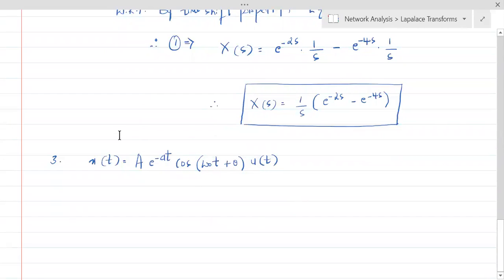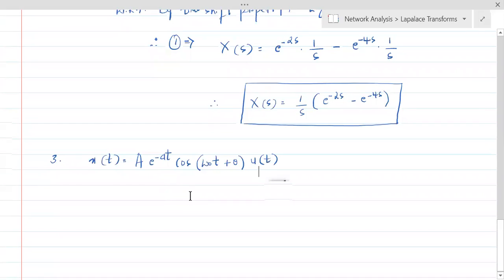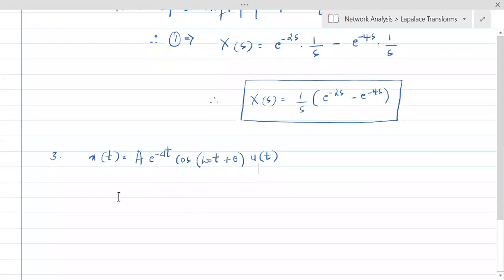So what is this particular function? This is e power minus at. This is a decaying exponential, and this is a sinusoidal function. And what is this u of t doing here? This u of t is the unit step function. It says that this particular function exists from 0 to infinity. So let's see that in detail now.